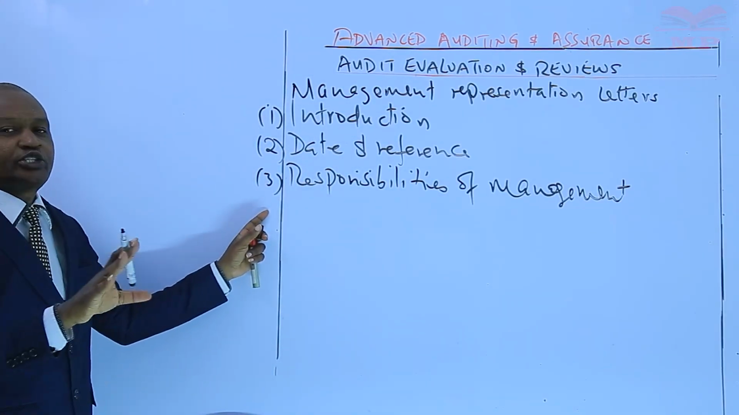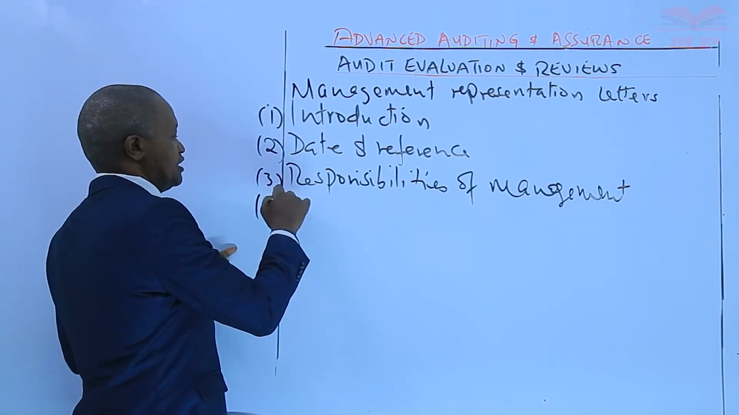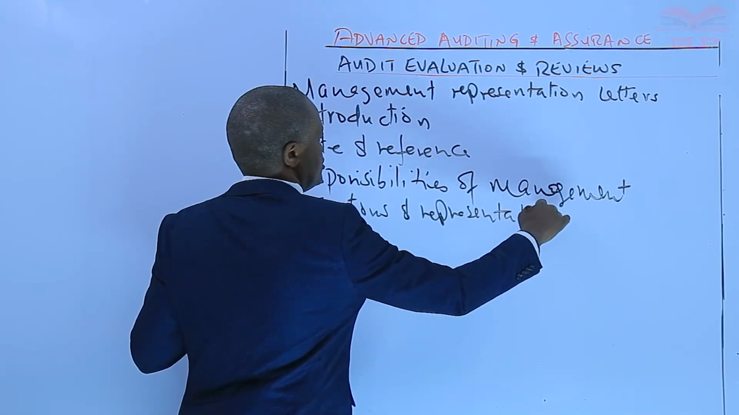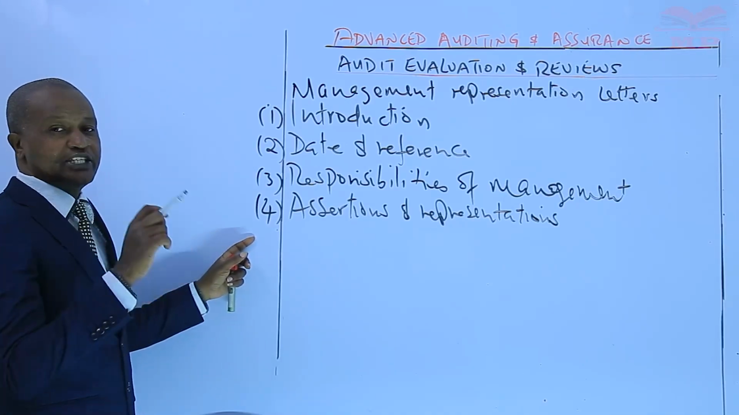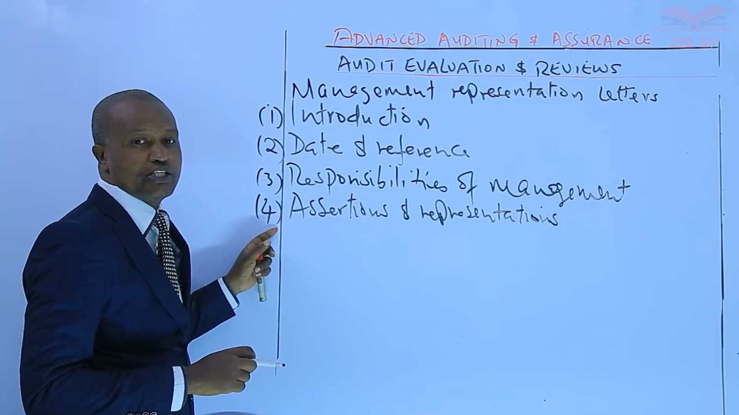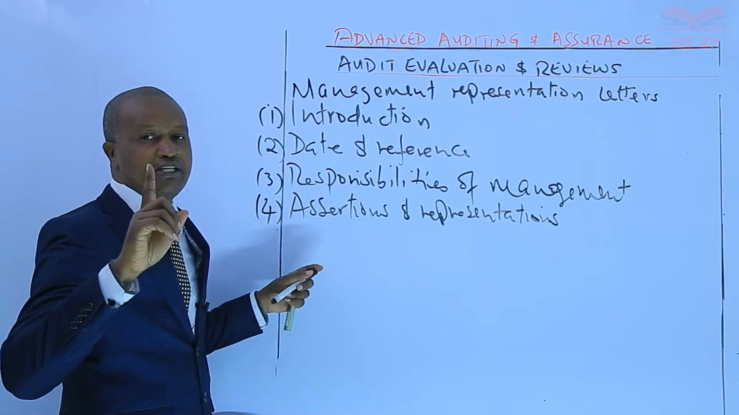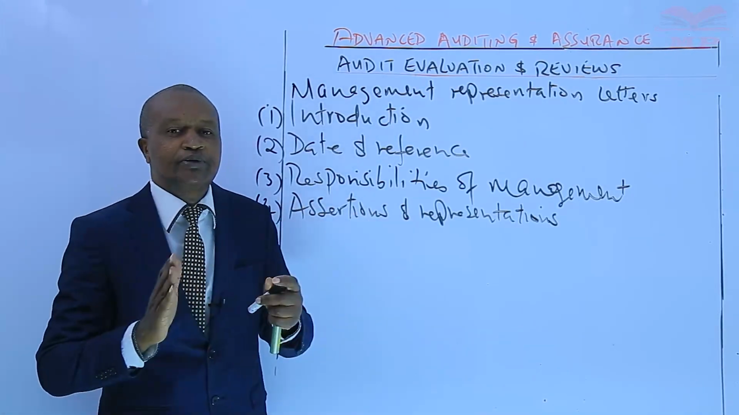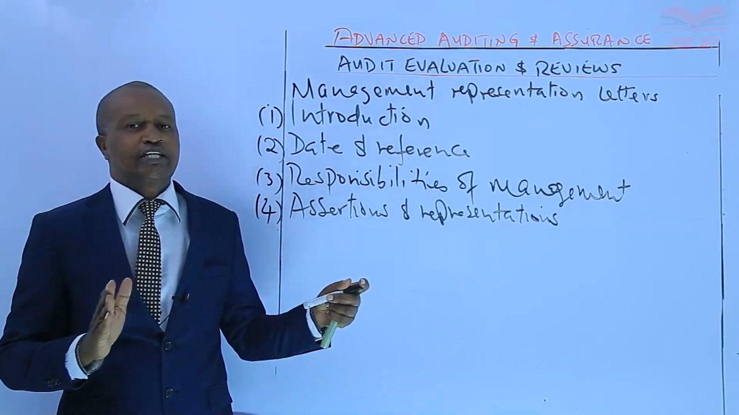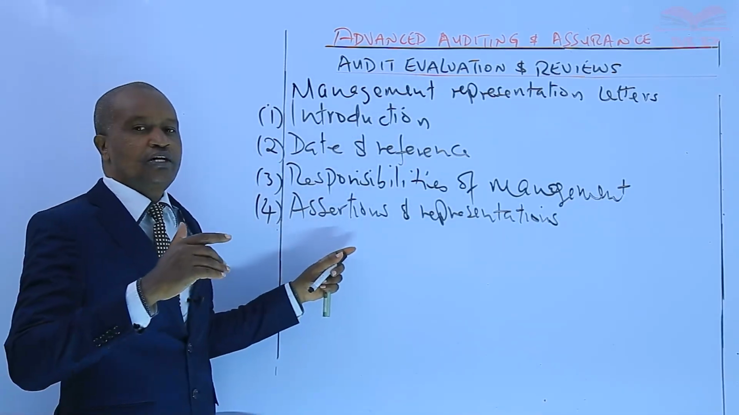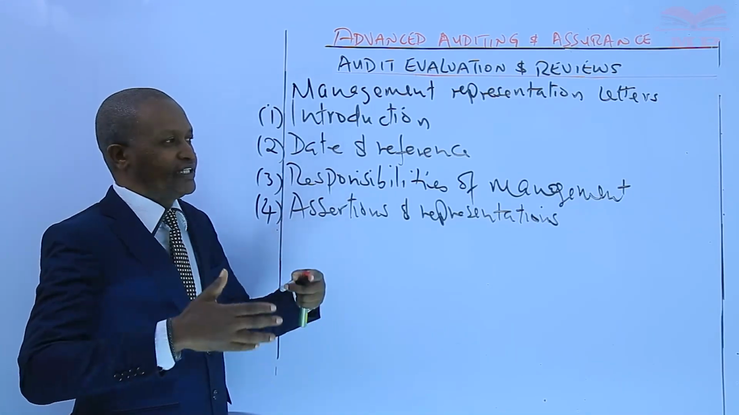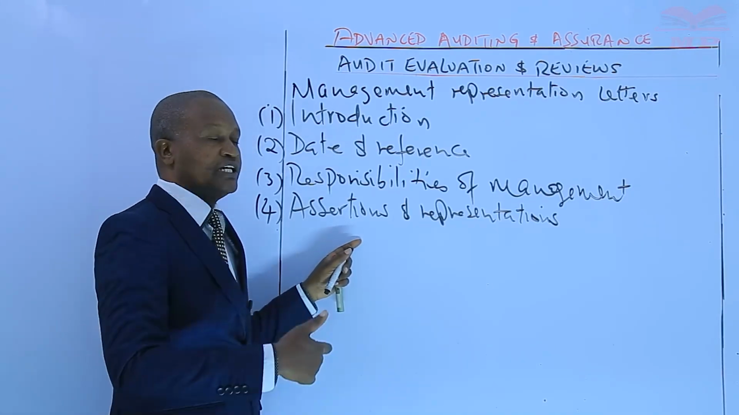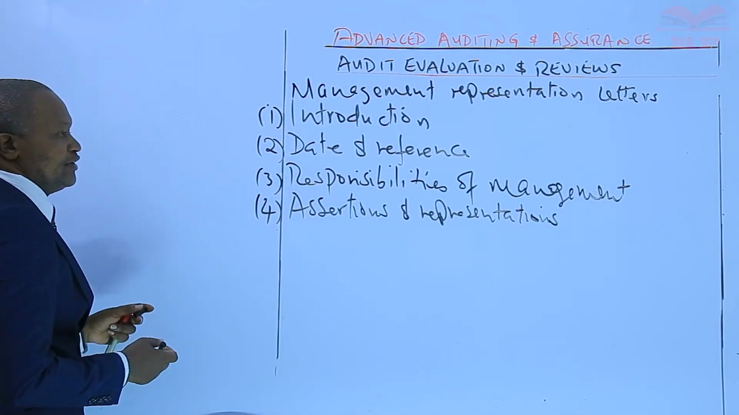Another point to consider is assertions and representations. The management is required to summarize the assertions and representations made throughout the audit process. Within this letter, there has to be a summary of all the assertions and representations made during that audit engagement. And these assertions may include matters related to completeness, accuracy, valuation of financial statement items, the existence of assets and liabilities, and also compliance with applicable laws and regulations.